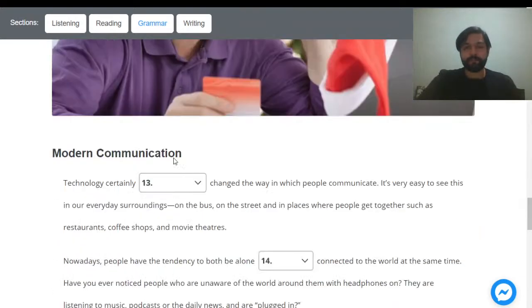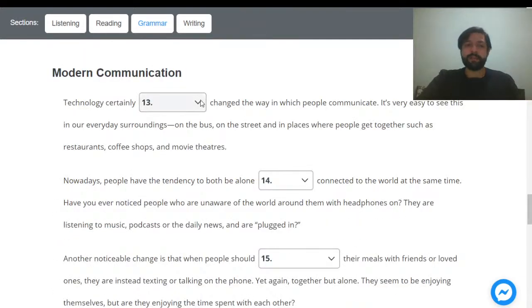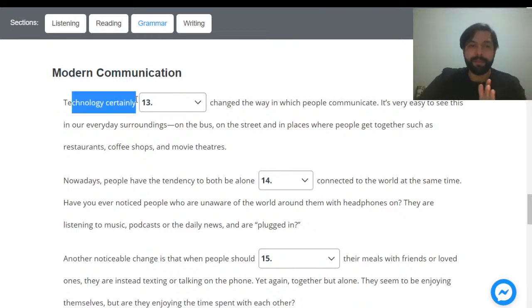Okay, the other one is similar, but now you have options. You can see that number 13 is: is, has been, has had. It's about verbs. So my advice: read the context first. Don't stop at the gap and try to answer, because you don't have enough information to make your decision.